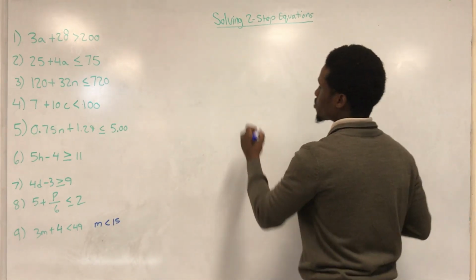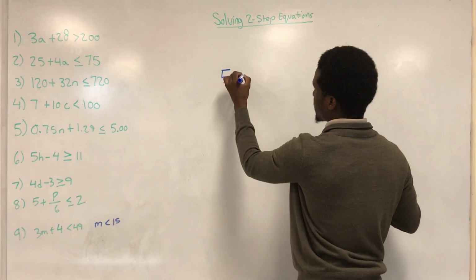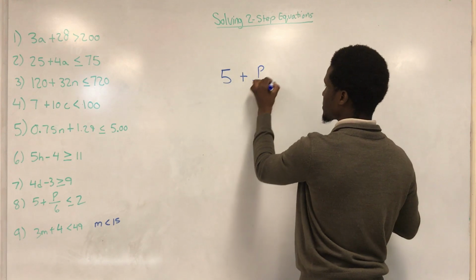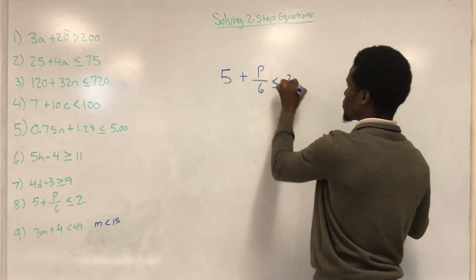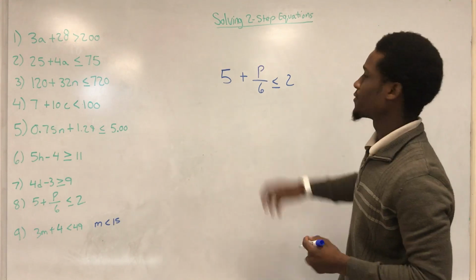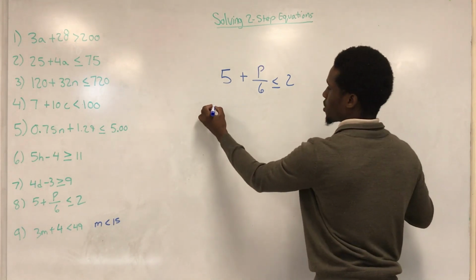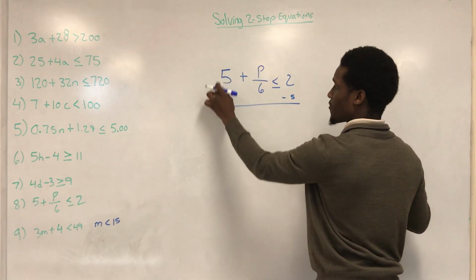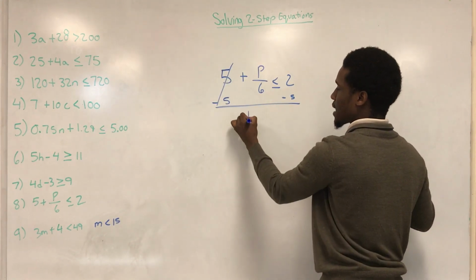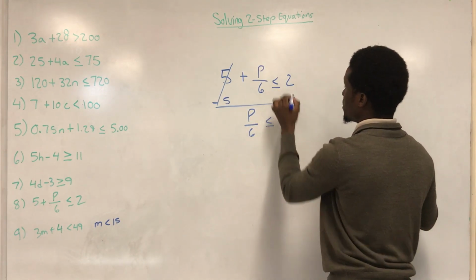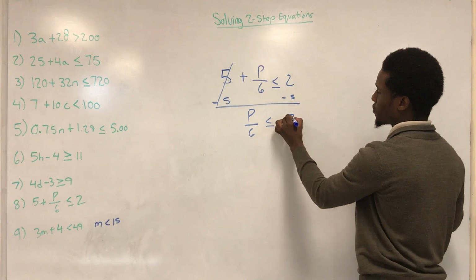Now, let's try one of these division type problems. So 5 plus p over 6 has to be less than or equal to 2. Less than or equal to 2, or a maximum of 2. Same thing, start with our constants. Minus 5, minus 5. 5 minus 5 is 0. That's exactly what we need. We want to get rid of that. So less than or equal to 2 minus 5 is negative 3.